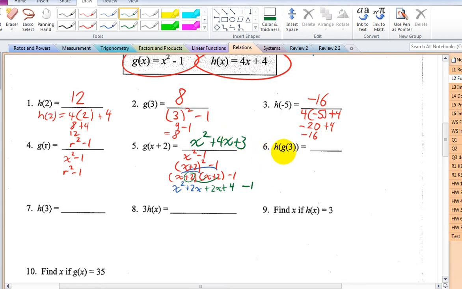What it's saying is find this answer first, G at 3. Who can tell me the answer because they're very observant? Yeah, what does G at 3 equal? Real quick, what is it?